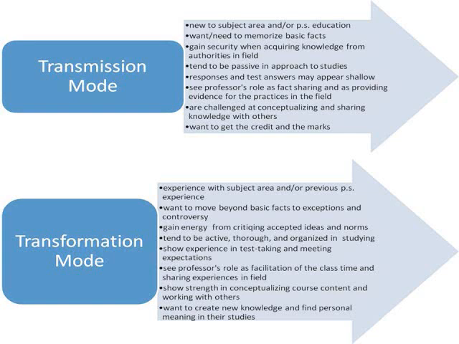So I find that most professors are in a transformation mode, and some students are here as well, and these are often the students that will shine in the classroom. They have experience with the subject area and or previous post-secondary experience, so they know how to learn in the way that we'd like them to. They want to move beyond basic facts to exceptions and controversy. They gain energy from critiquing accepted ideas and norms, and they tend to be quite active, thorough, and organized in their studying. They're the students that are often a joy to have in the class.